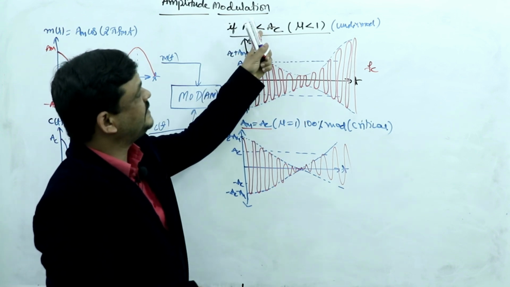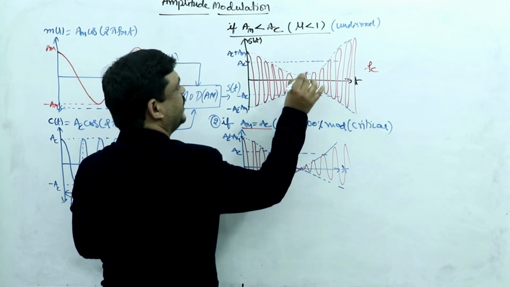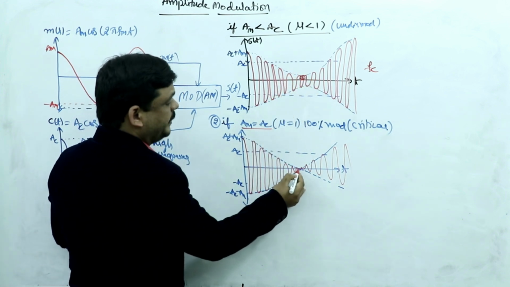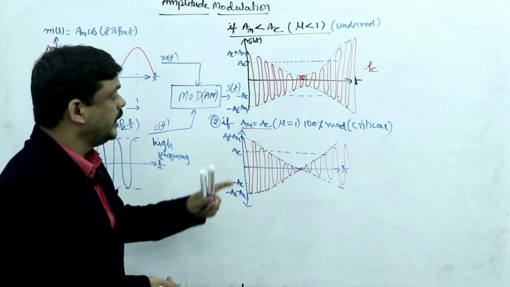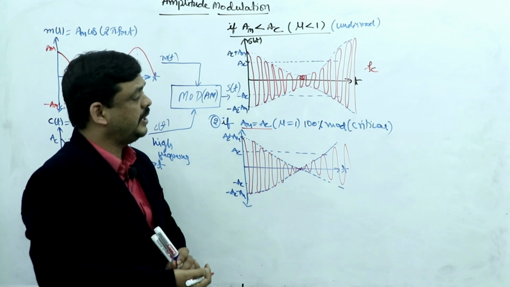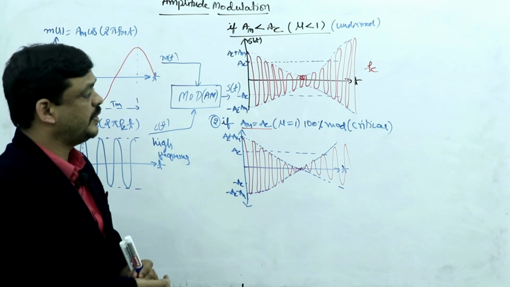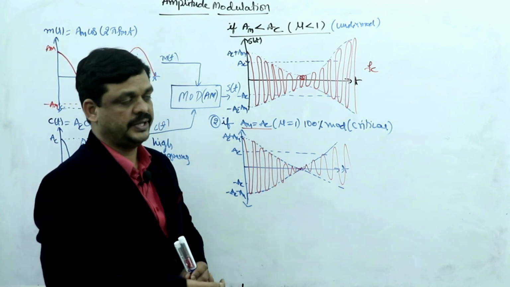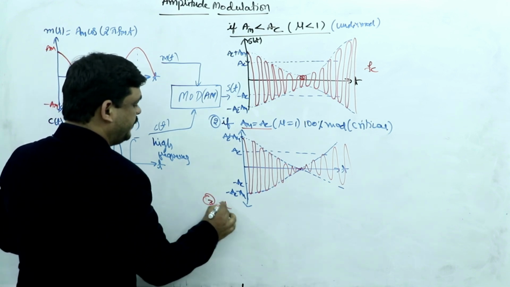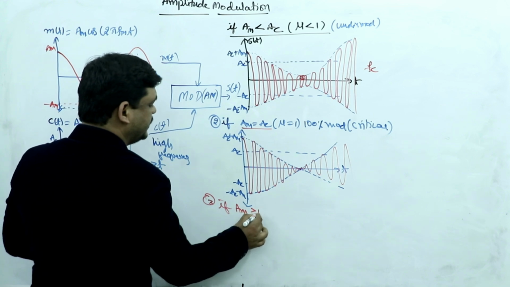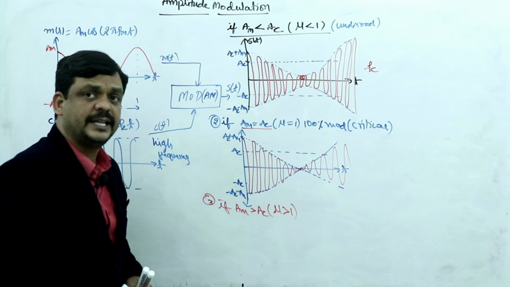And here AM is less than AC, that's why here it has some gap. Here it has some gap, right? Then here there is no gap because AM and AC both are equal here. This type of waveform is expected if the modulation index is 1, or if it follows 100% modulation, right? So this is one more condition, and there is another condition also, if AM is greater than AC. If AM is greater than AC, then the modulation index is greater than 1.